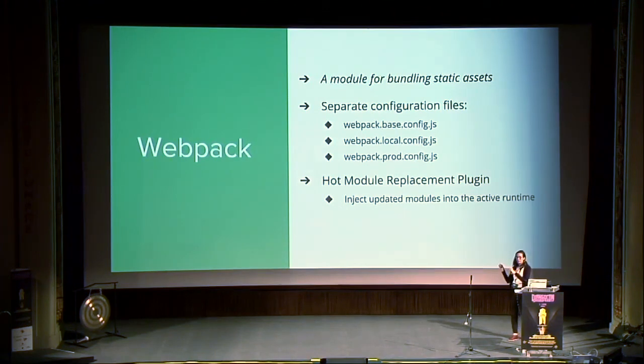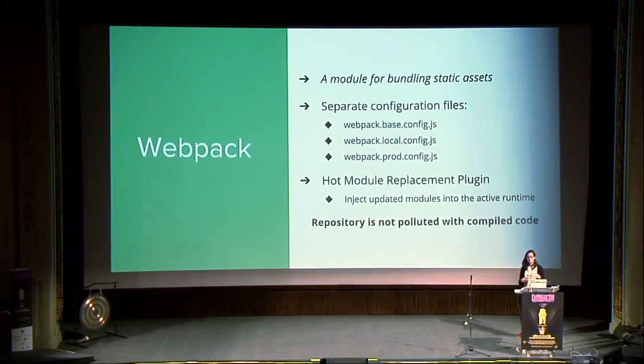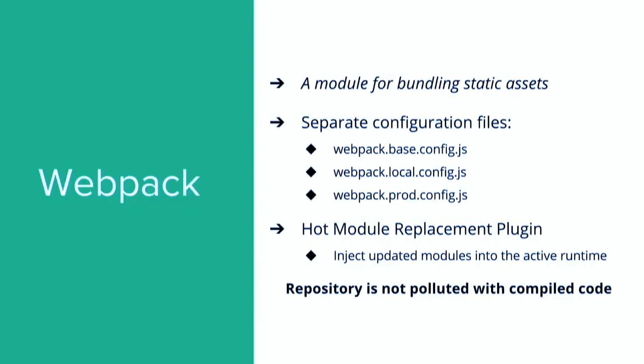We can have this only locally, and only on the production side do we actually generate the bundle files. So we're not committing bundle files to the repository, and this way, the repository is not polluted with compiled code. We have to compile not only React, but also Sass to CSS. So far, even though it was hard to understand in the beginning, we've really enjoyed using Webpack.